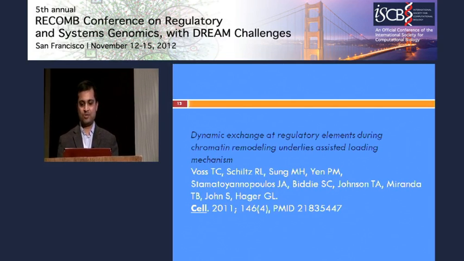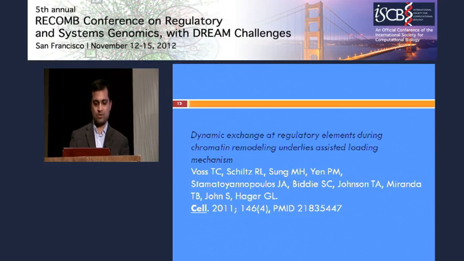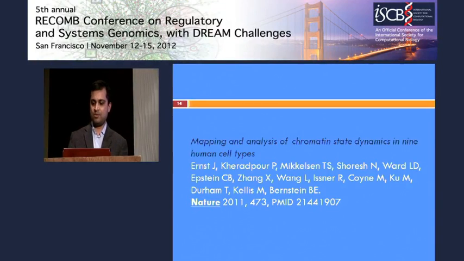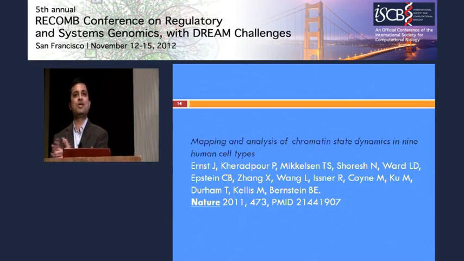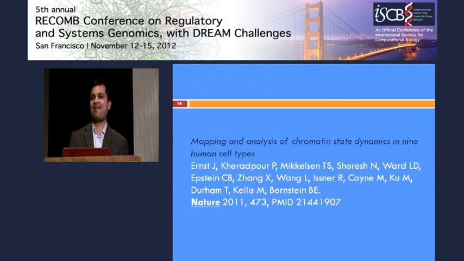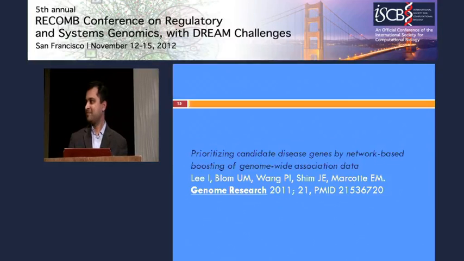Dynamic exchange at regulatory elements during chromatin remodeling underlies assisted loading mechanism. Voss, first author, last author Hager, appeared in Cell. Mapping and analysis of chromatin state dynamics in 9 human cell types. Jason Ernst, first author, last author Bernstein, appeared in Nature. Go, Jason. Prioritizing candidate disease genes by network-based boosting of genome-wide association data. Lee et al., last author Marc Vidal, Genome Research.